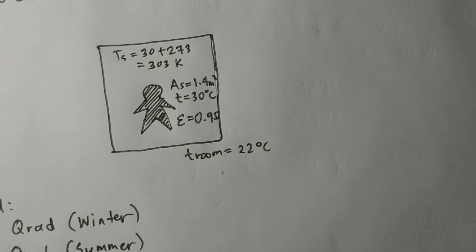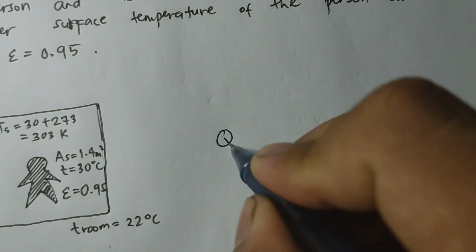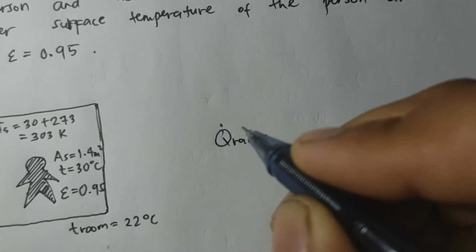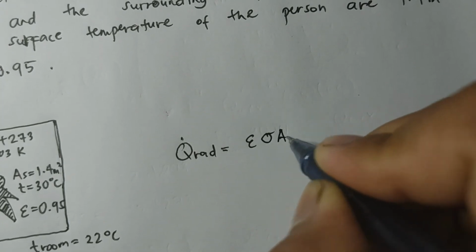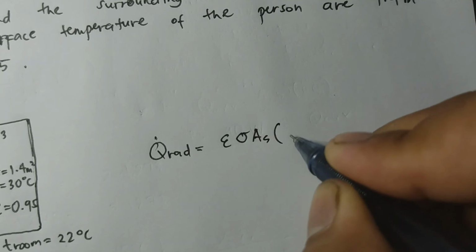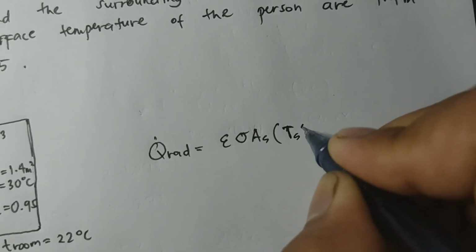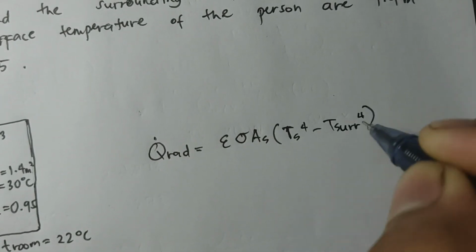So, we all know, diba? Formula ng Q-rad or heat of radiation. Q-rad is equals to emissivity, sigma, surface area, times T, temperature ng surface raised to 4 minus temperature ng surrounding area raised to 4.